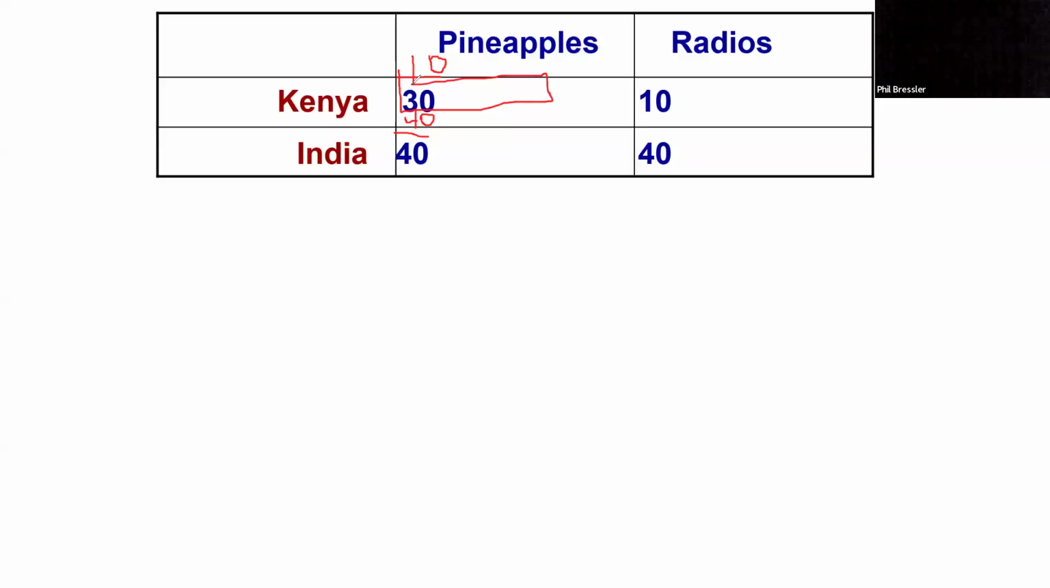Now, you cannot have the comparative advantage in both. So I know India has it in radios, but let's just, for practice, do it. Radios, what else can Kenya make? They make pineapples. It's other, pineapples, over radios, so it's 30 over 10, which is going to be 3. And then the other for India is pineapples. 40 over 40 is 1. So again, India has the lowest opportunity cost, and they're going to make radios. Okay.